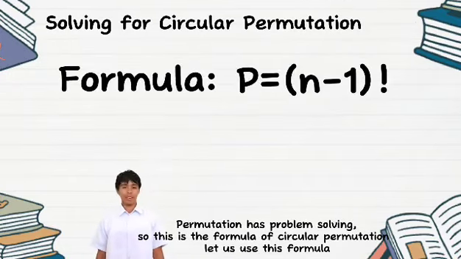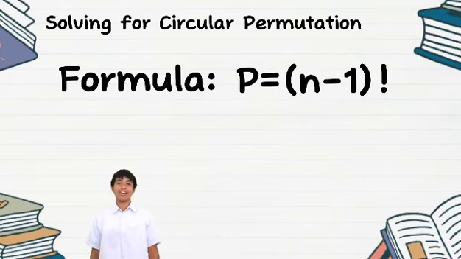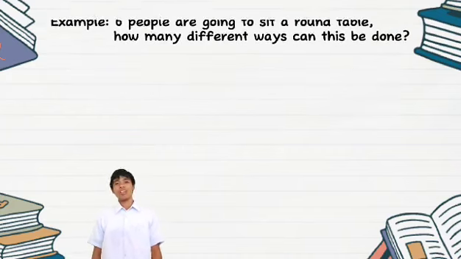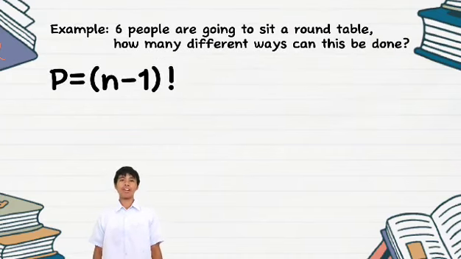As problem solving, this is the formula of circular permutation. Let us use this formula: P equals quantity n minus 1 factorial. Example: 6 people are going to sit around a table. How many different ways can this be done?